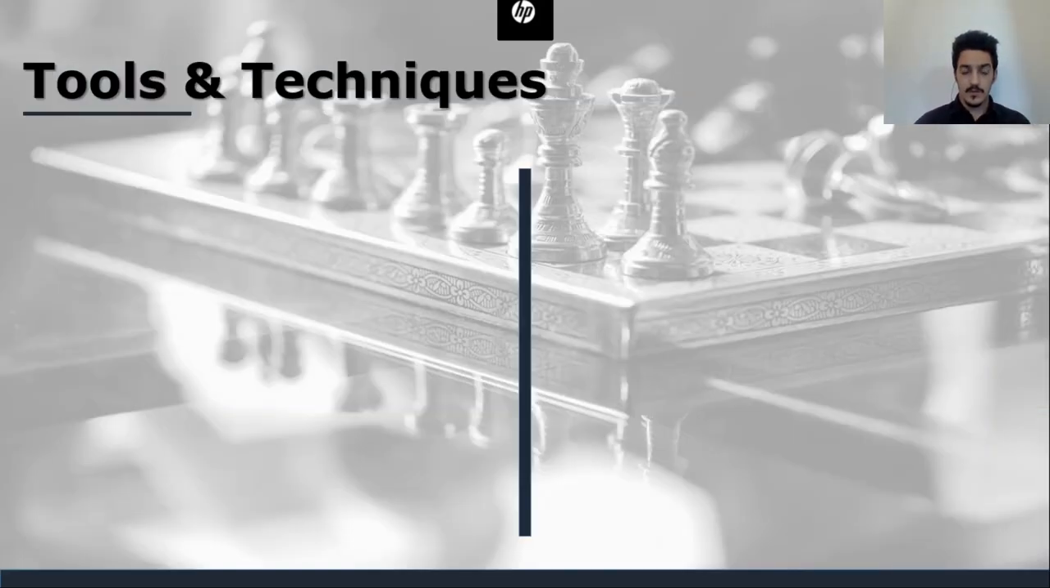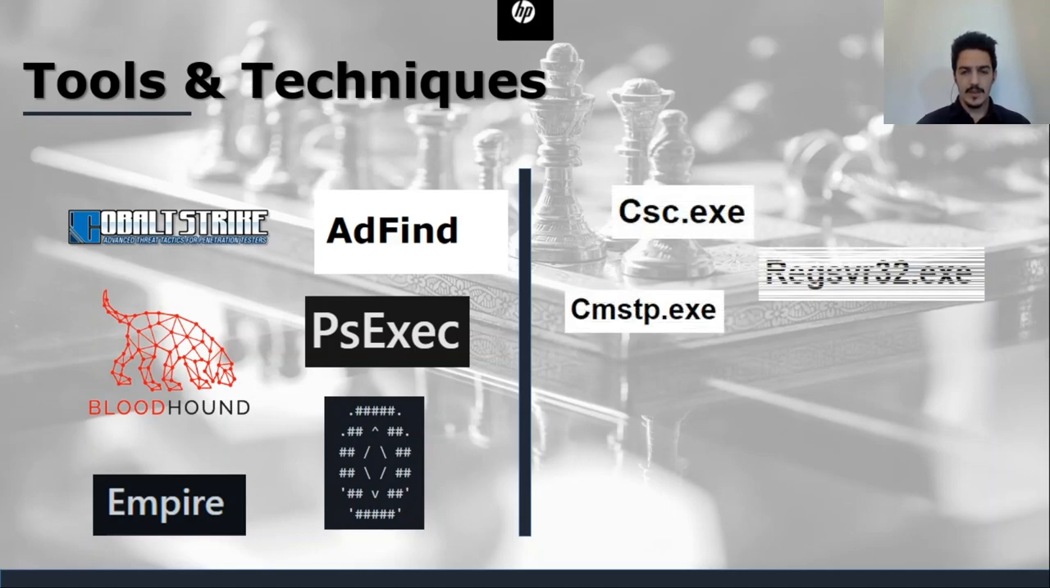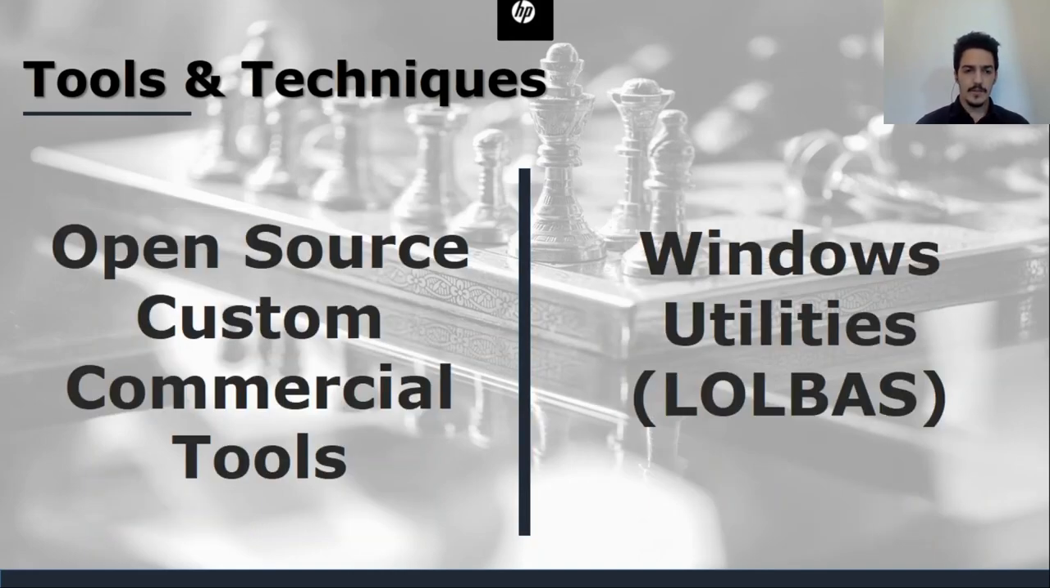During my research, I found out that attackers use two types of tools. The first are the commercial or open source type of tools. These can range from Mimikatz, Empire, BloodHound, Cobalt Strike, etc. On the other hand, they can and they will use Windows utilities such as certutil, reg.exe, PowerShell, etc. And we can classify them as follows. On the left, we have the open source, custom, and commercial tools, and on the right, we have the Windows utilities, or living off the land binaries and scripts.